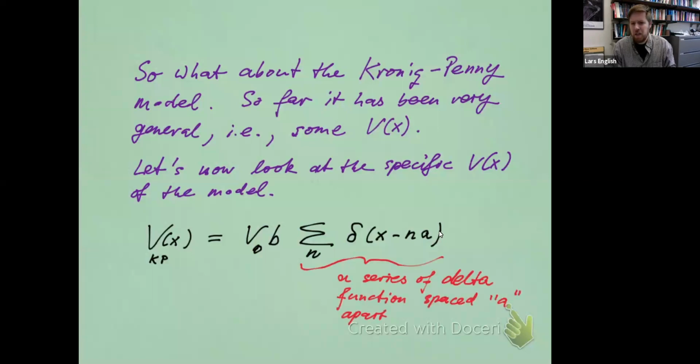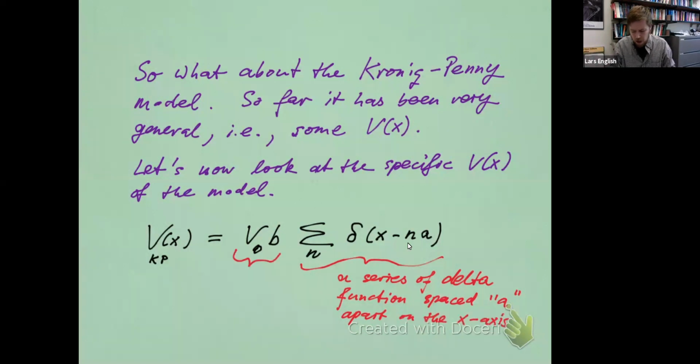We basically have these delta functions, these spikes. Where are they? Well, they are at every n times a on the x-axis, right? And so let n be zero for a moment, then we just get the delta function of x. Well, that's a delta function that's centered at the origin. The next delta function in this sum would be centered at x equal to a. If n is equal to minus one, then it would be centered at x equal to minus a. And so you get this whole sequence or series of delta functions that are spaced a apart.